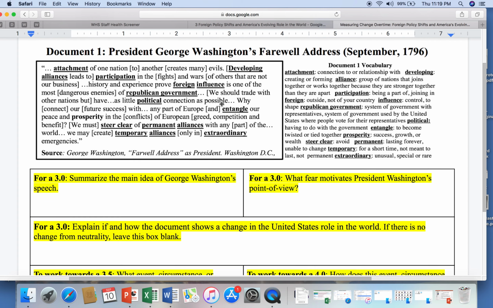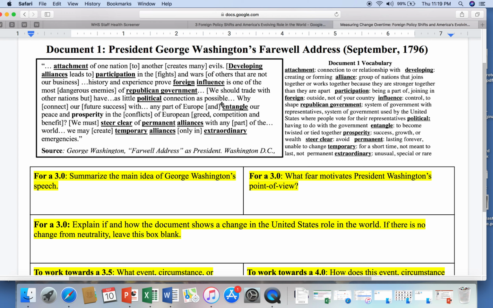So the first document is President George Washington's farewell address, and this is from September of 1796. This is basically right after the United States gets its independence, and we're a very young country. So what we're going to do is read the document, which is found in the box, and you can see that it's really just the parts we need and a short quote. Any word that's bolded and underlined are words that I thought might give some students some challenge, so you can see that all of those words are defined in the word bank to the right. Unfortunately, these words appear in the order that they appear in the reading, not alphabetically. So you can see that attachment appears first, and so attachment is first, and extraordinary is last, and so extraordinary is last.